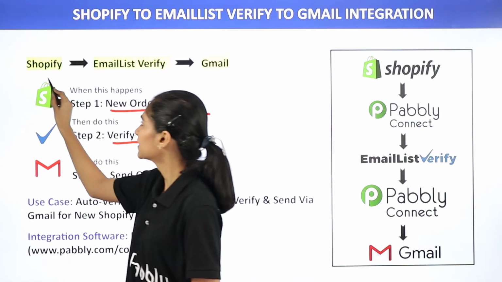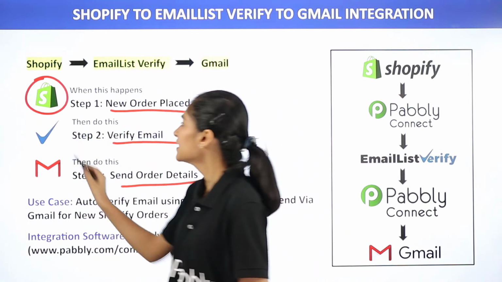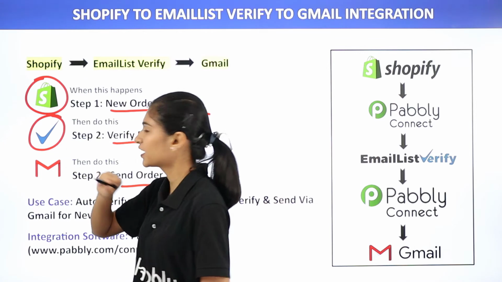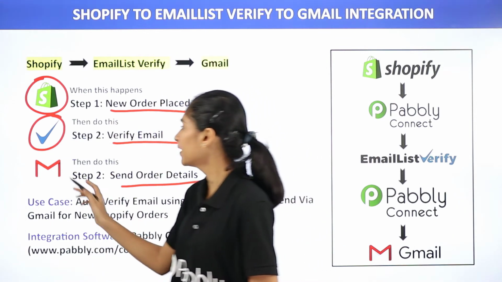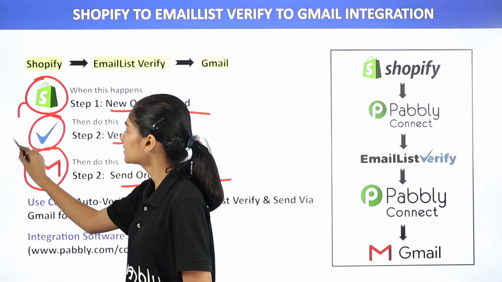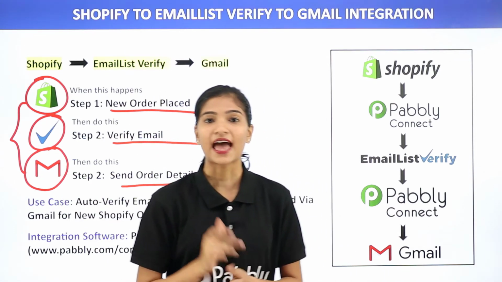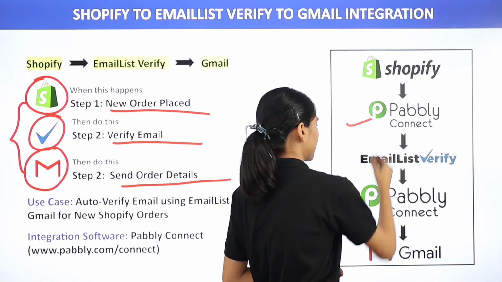So Shopify is an e-commerce platform where you can set up your online store, whereas Email List Verify helps you to verify the emails, and Gmail is a free email service. The issue here is that these three software applications don't have any integration between them, and that is why we are going to use Pabbly Connect.